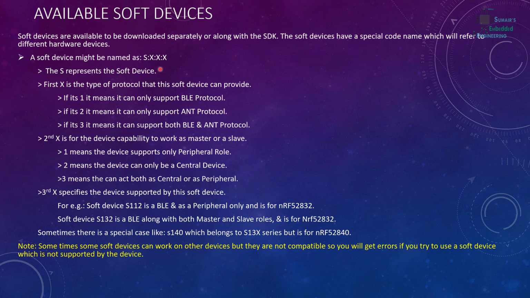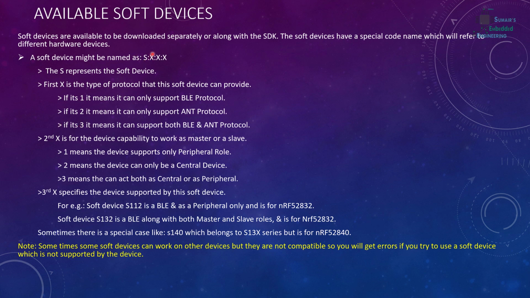So for the basics, let's see. A soft device might have a name as SXXX. So these X represent some specific code. The S is for the soft device, and the X is the code number. For example, the first X is going to be a number which could be 1, 2, or 3. If it's 1, then it means it can support BLE, the Bluetooth Low Energy protocol. If it's 2, then it means it can support the ANT protocol. It's another protocol, we will not discuss that right now. My main concern is the BLE because it's a big topic, so it's going to take a lot of tutorials. The third one is BLE and ANT if it's 3.